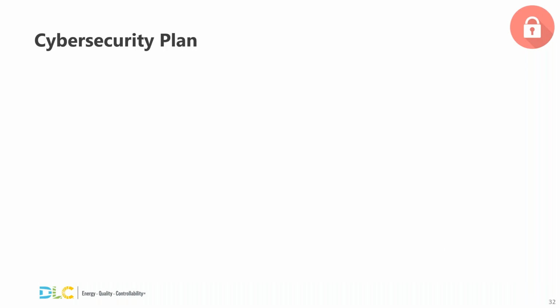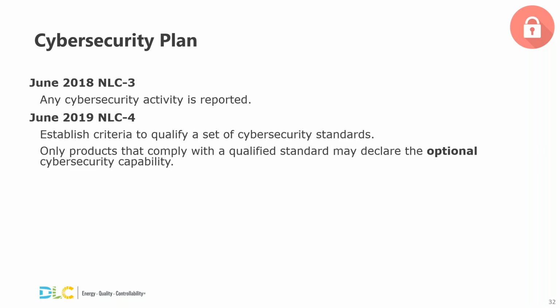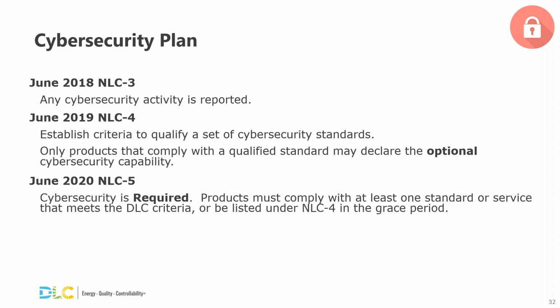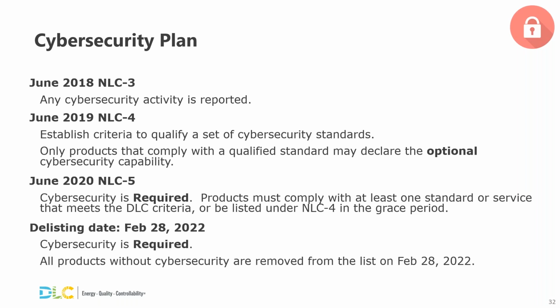particular standard. The Cybersecurity Multi-Year Plan was launched in 2018 when cybersecurity activities were reported for the first time. In 2019, we established criteria to recognize particular standards, but cybersecurity was still optional. Now in 2020, cybersecurity will be required for all products that are listed at the NLC5 level. Any products without cybersecurity will be delisted on February 28th of 2022.